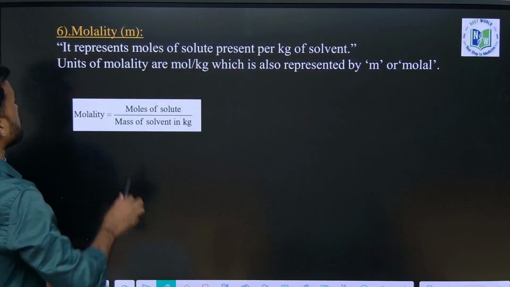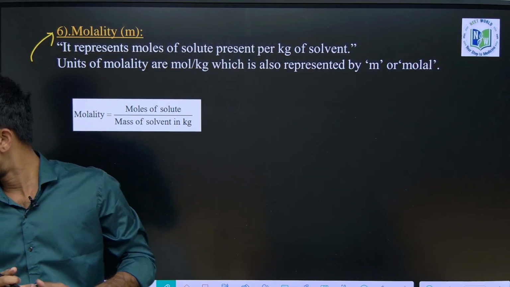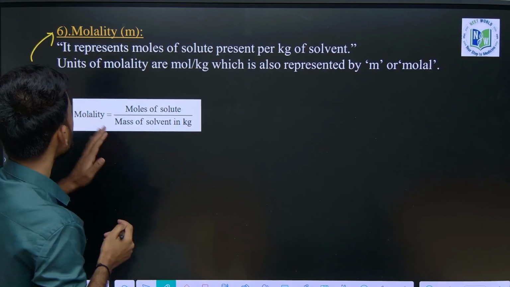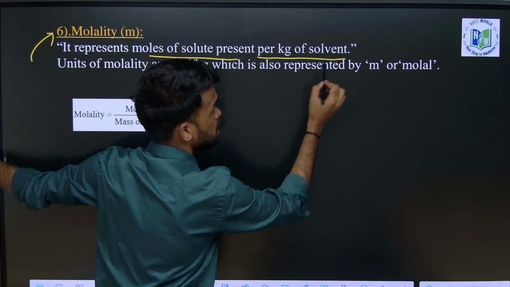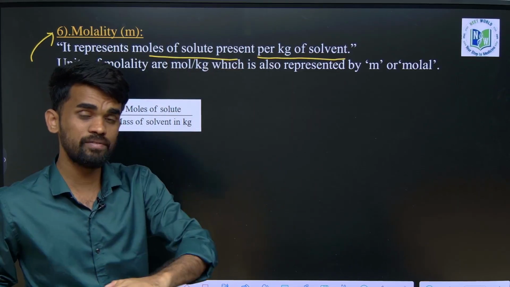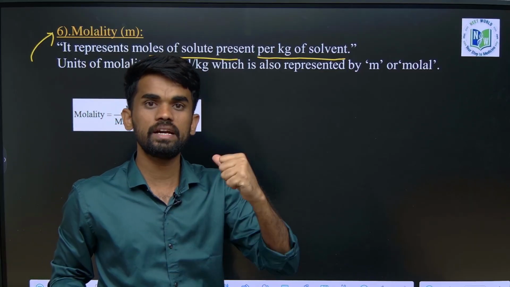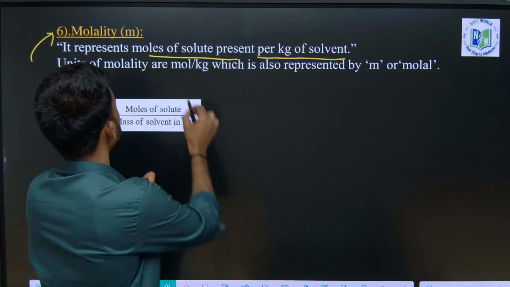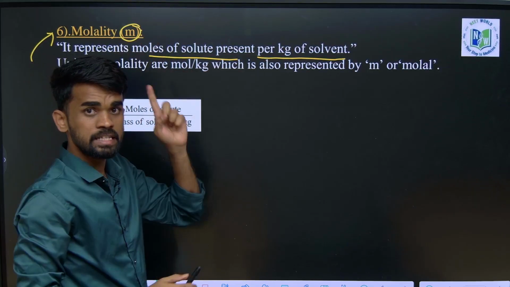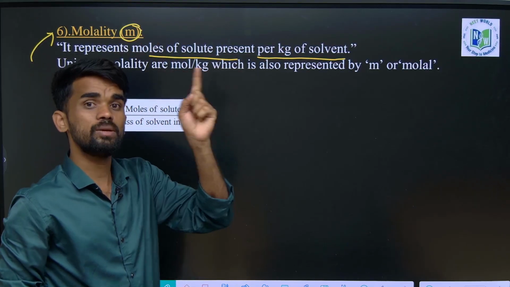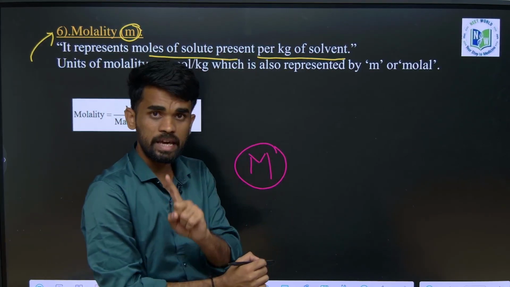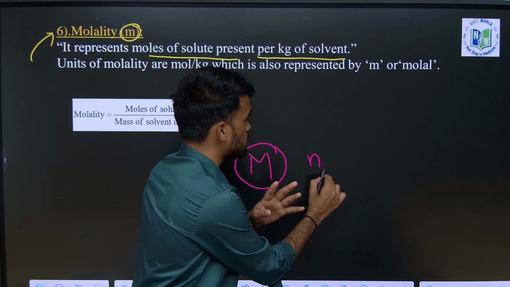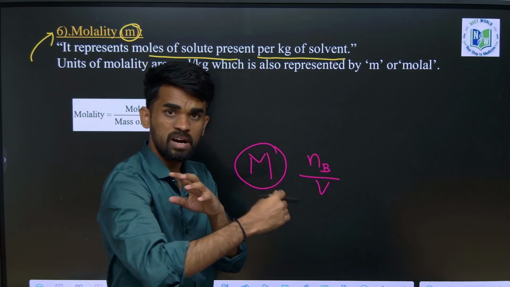Now let us discuss molality. So what about molality here? It represents the number of moles of solute per kg of solvent. Previously we discussed molarity. Now we are discussing molality, which is indicated with a small m. That is capital M, this is small m. When we discussed molarity, capital M, we discussed the number of moles in a volume of solution.